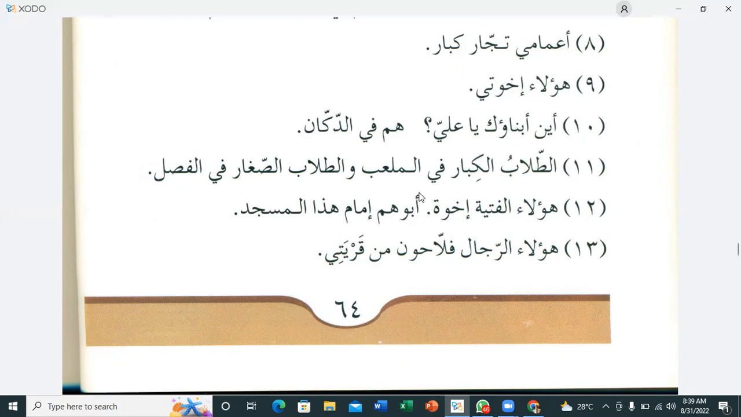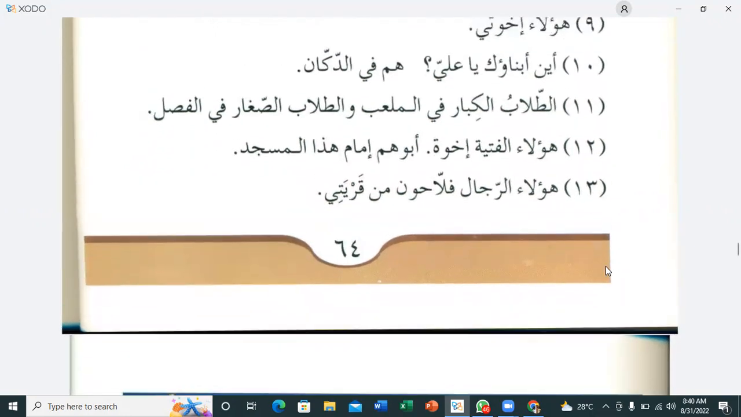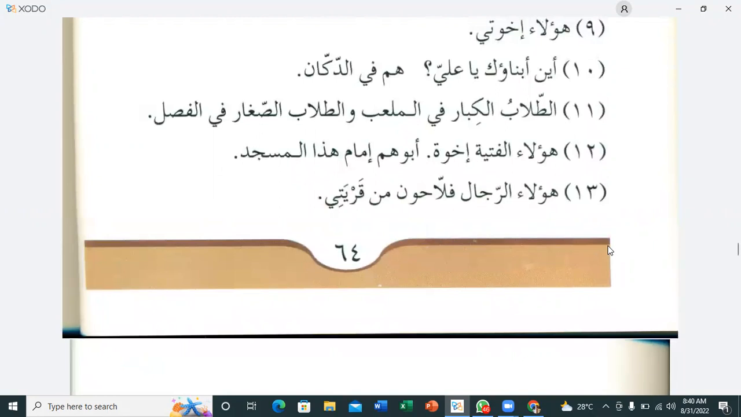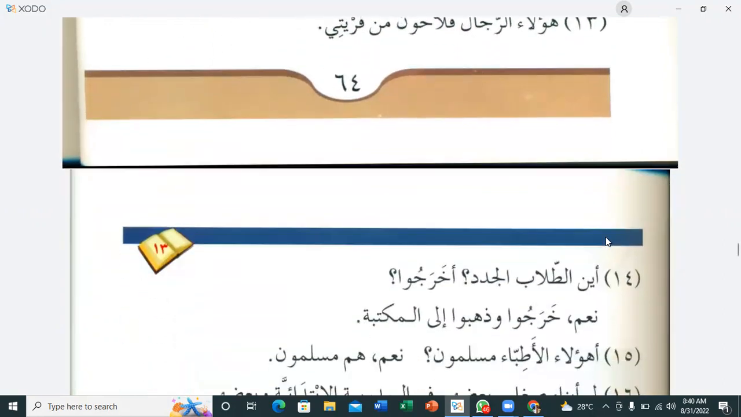وَالطُلَّابُ الصِّغَارُ فِي الْفَصْلِ. And the small students are in the classroom. هَؤُلَاءِ الْفِتْيَةُ إِخْوَةٌ. These young men are brothers. أَبُوهُمْ إِمَامُ هَذَا الْمَسْجِدِ. Their father is the Imam of this masjid. هؤلاء الرجال فلاحون من قرية. These men are farmers from the village.